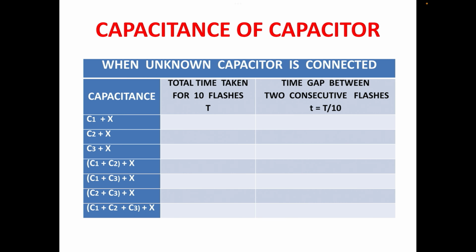Similarly, using the observed values of time taken for 10 flashes in second part of experiment when capacitor of unknown capacitance is connected, calculate time gap between two consecutive flashes for each value of capacitance and plot a graph of time gap versus capacitance values on the same graph paper.